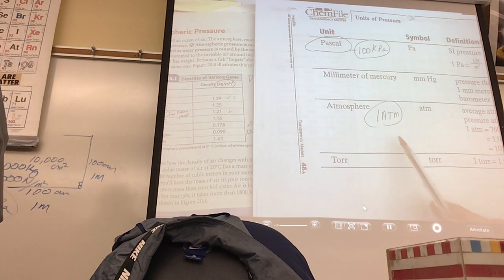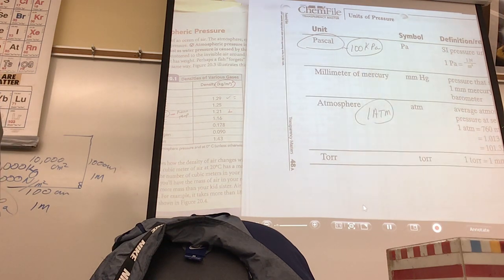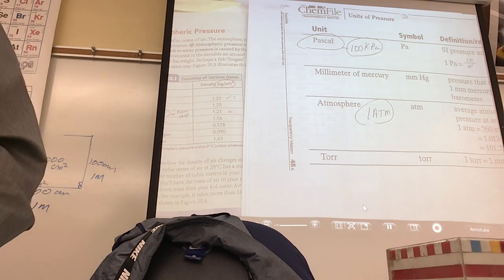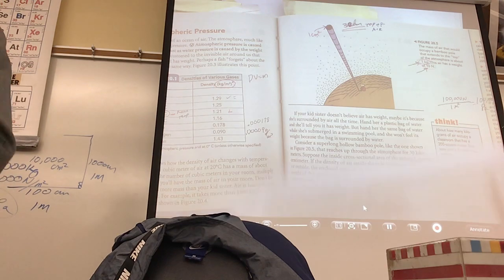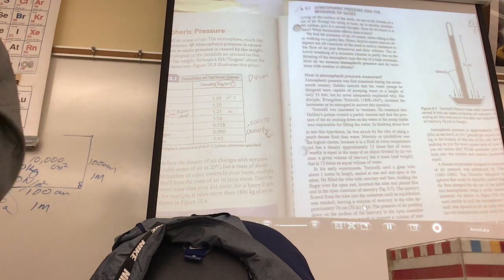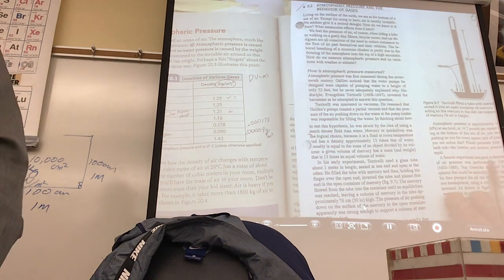All right, so I like this. I do like the word atmosphere. And here's 100 kilopascals. I can remember that. And then we have this thing called a barometer. So what I'm going to do is, chances are you have not read this. Is that correct? I'd like you to read that tonight, and we're going to talk a little bit about the history.